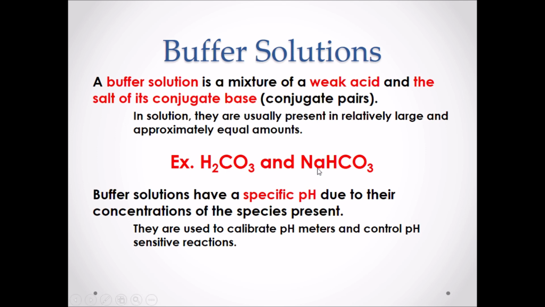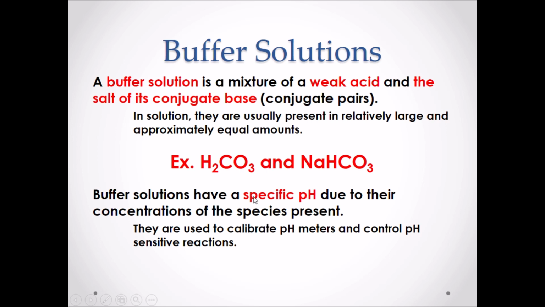H2CO3 and NaHCO3. The reason why it is the salt of the conjugate base is because we cannot take the ion HCO3- and place it into solution. So therefore, we have to have an ionic compound, which we can then place into the solution. Once NaHCO3 dissociates, what is really the buffer is the conjugate base, HCO3-.